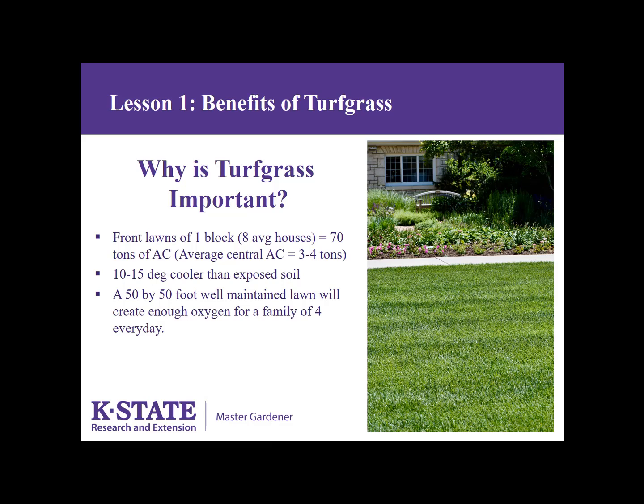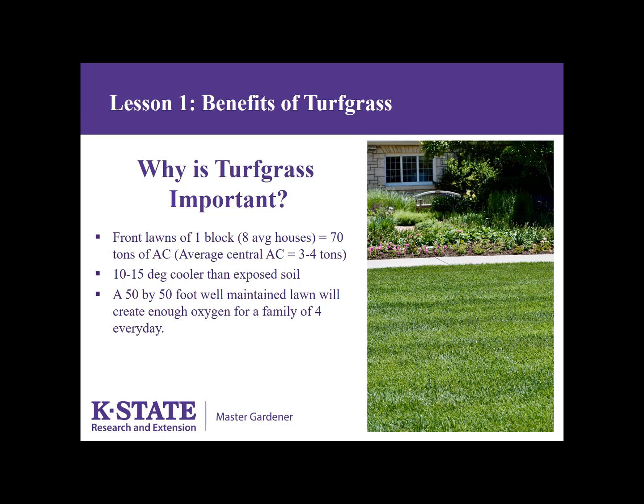Another good example of why turfgrass is beneficial: if you have a 50 feet by 50 feet well-maintained lawn, that produces enough oxygen for a family of 4 every single day. That is a lot of oxygen it's producing. And a 50 by 50 is not that big of an area. I would say it's just about the size of the room that we're in right now, minus that back half over there. So it is a very small area and produces a lot.